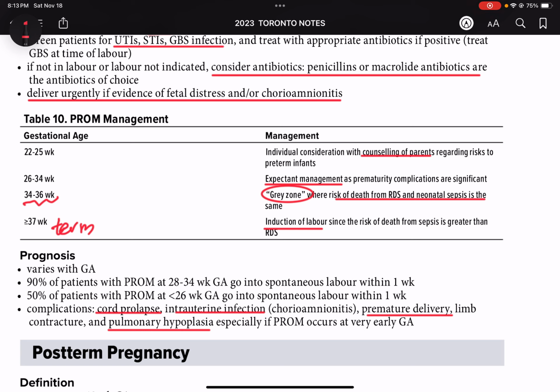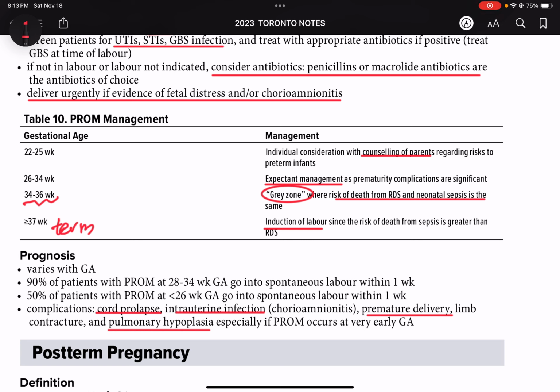corticosteroids. And after 34 to 36 weeks, now this is the gray zone, where there is risk of death from respiratory distress syndrome, even if you delivered the baby, they would have respiratory distress syndrome and neonatal sepsis, and even if you don't, they would have fetal compromise. So this is a gray zone, 34, 35, 36 weeks.